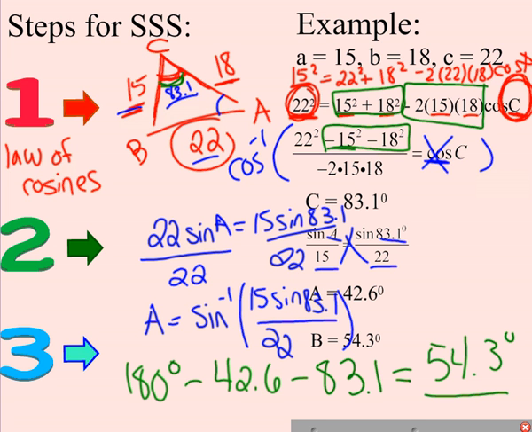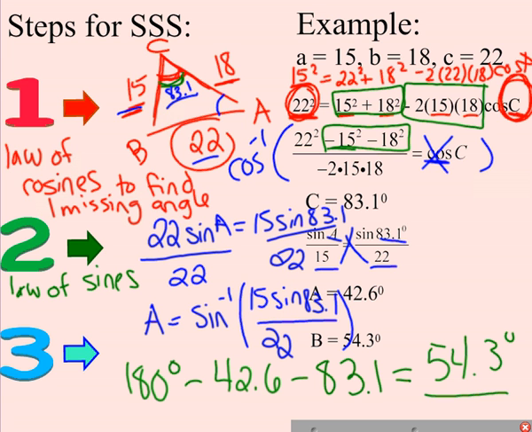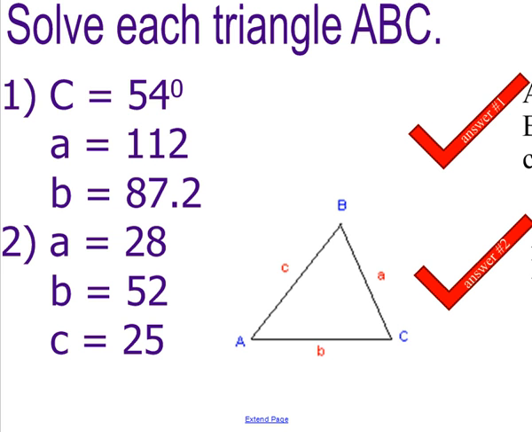Okay, so first you'll do the law of cosines to find one missing angle. Then you'll do the law of sines to find the second missing angle, any of the two. And then you'll do, what do we call that? The angles of a triangle theorem. And that's just using the fact that all the angles of a triangle add up to 180 degrees and subtracting the other two to get the third one.